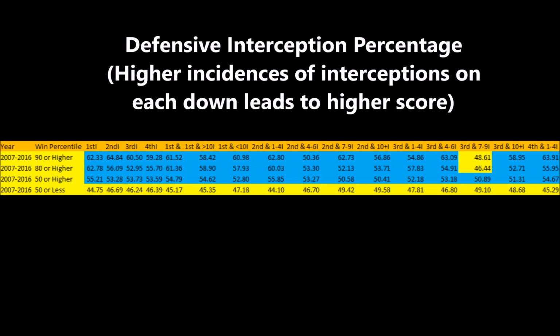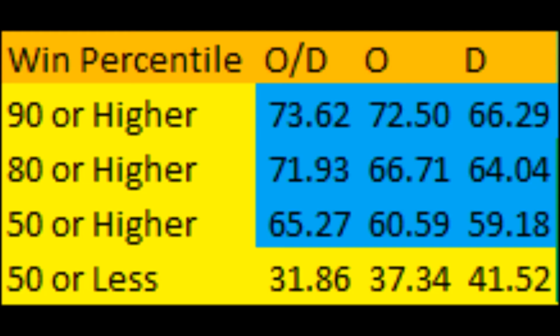So with all that stuff out of the way, let's get to just a general macro view of things. So when it comes to overall offense, when you take all the offensive split data, combine it and give a score, and you combine all the defensive split data, combine it, give a score, this is what you end up with. And when you combine both those things as well, so O/D is offensive plus defensive split data, and then ranked O is just offensive split data, and then D is just defensive split data.